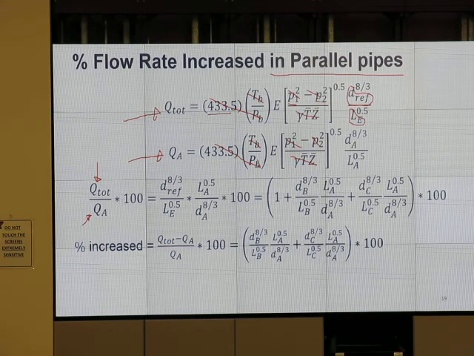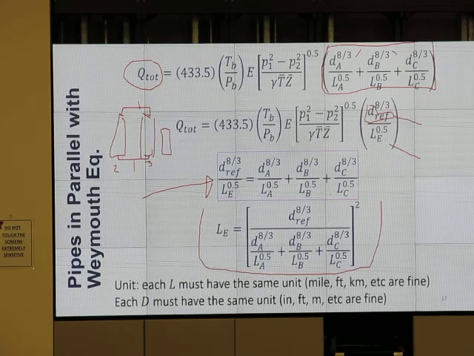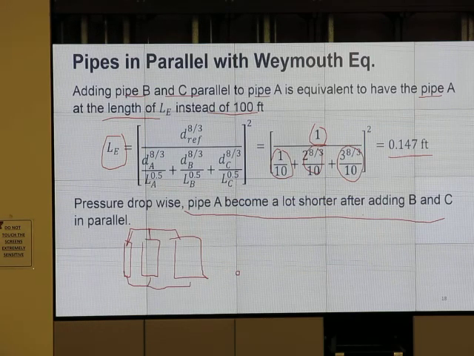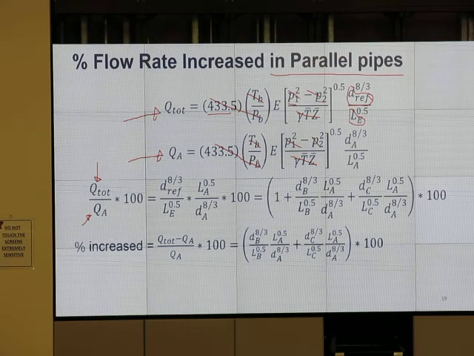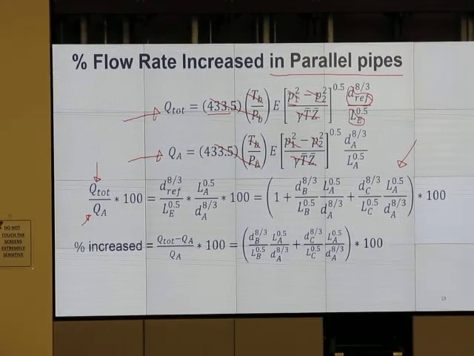Temperature and compressibility factor are the same. The part that doesn't cancel is the equivalent length. So Q total over QA, I get the reference over the equivalent length, or something. And previously I know my equivalent length is this formula, right? LE equal to something squared. I just substitute it in, do some math, and I come up with this form. Multiply by 100, so this is Q total over QA.